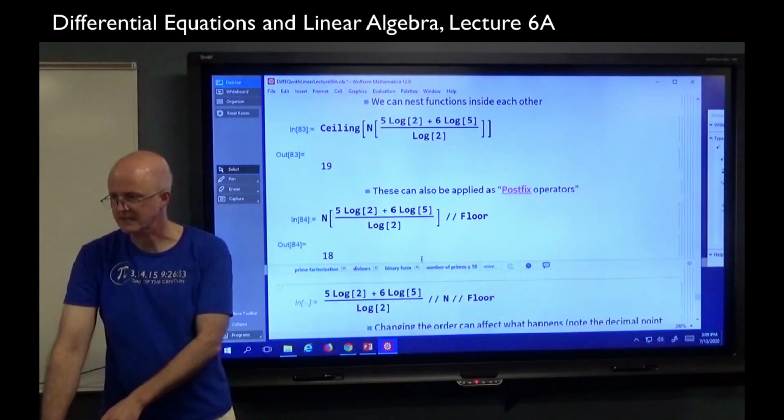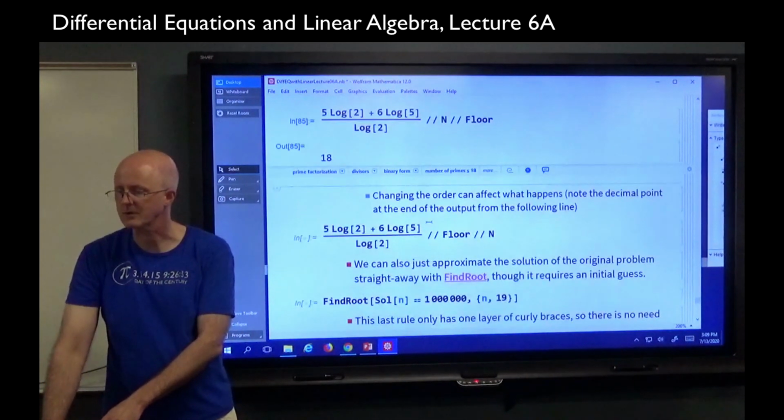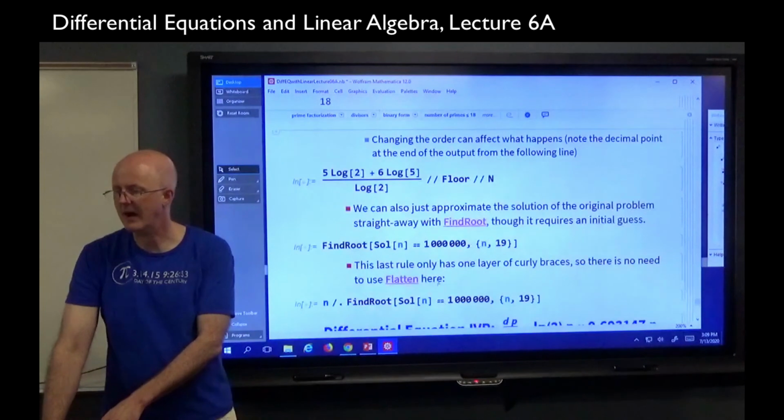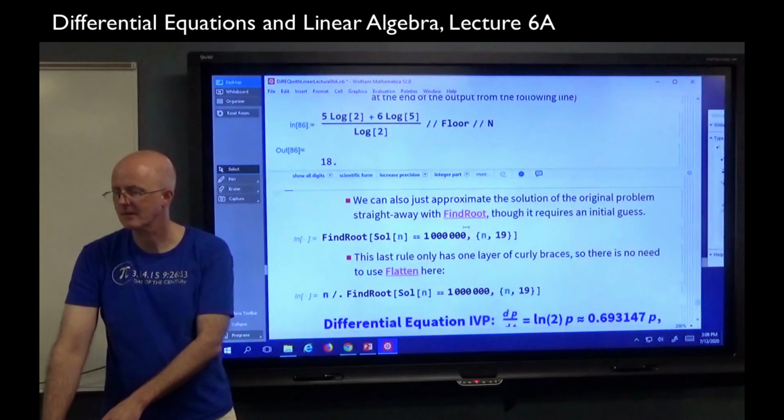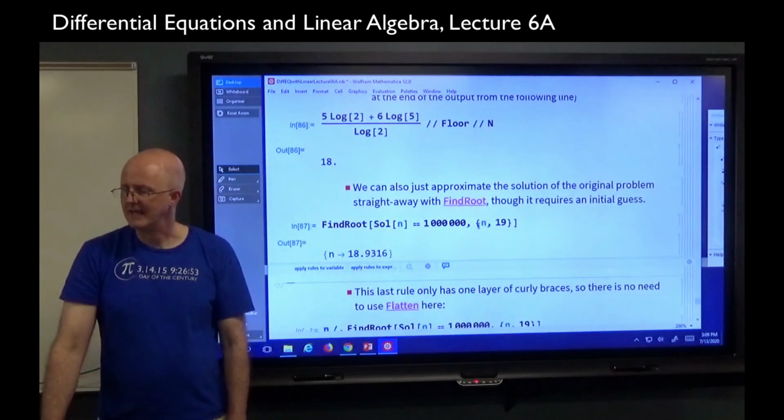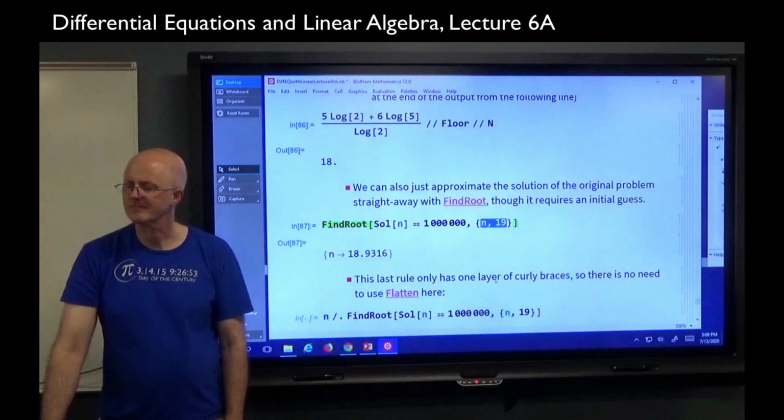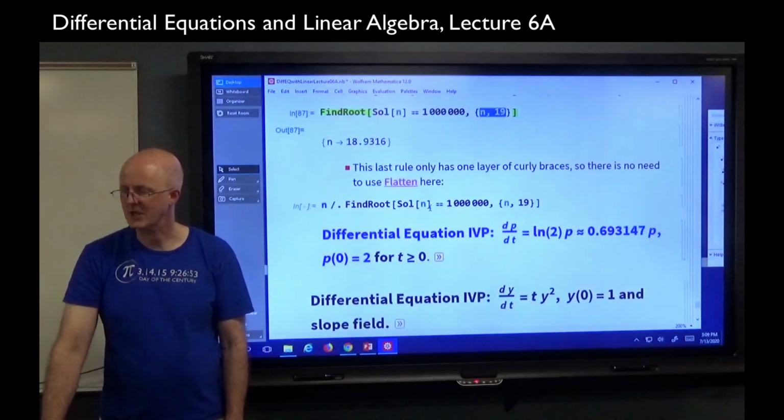And you can use postfix operators. I think I've shown you already. You can use FindRoot with a guess of 19 here. And we can use the /. operator as well.